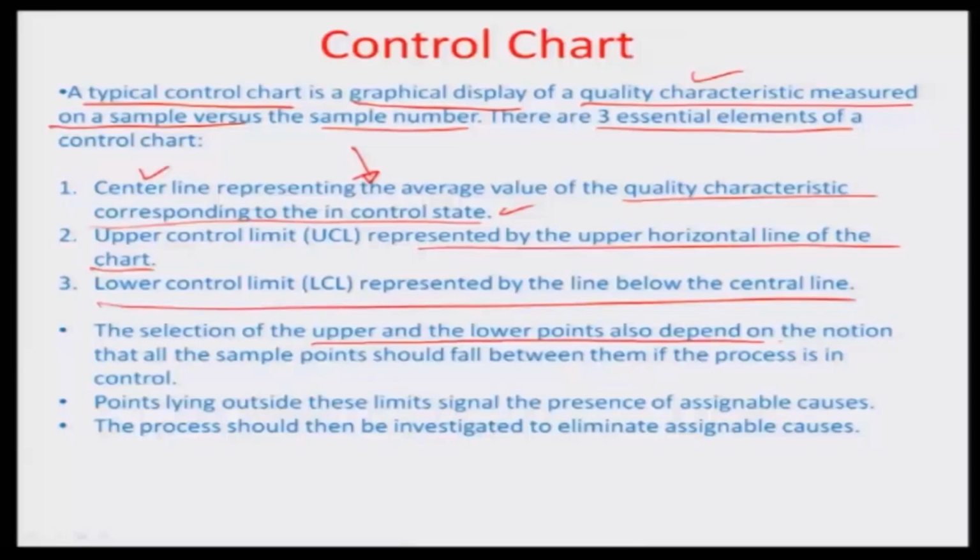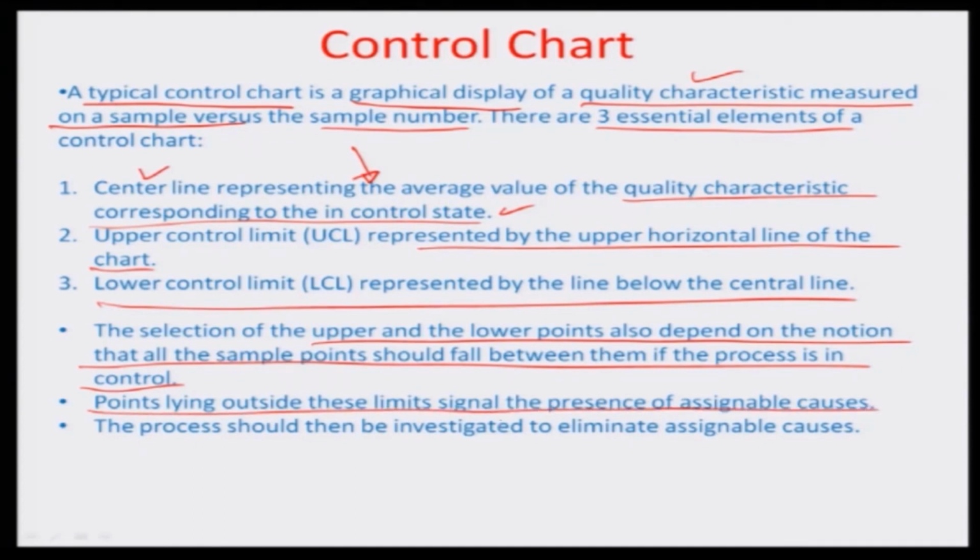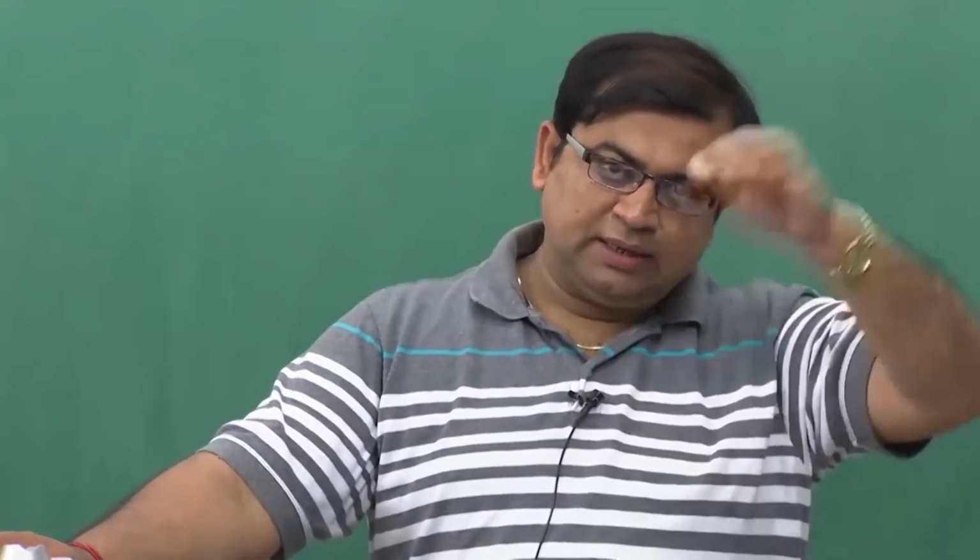So the selection of the upper and lower control points also depend on the notion that all sample points should fall between them if the process is in control, and the points lying outside these limits signal the presence of the assignable causes. So obviously now you have a control chart in place and you are observing these samples for a certain period of time, and the moment there is a deviant or an outlier to this control, you are able to quickly record that there is a reason why the process is going out of control, and then you take a countermeasure so that it comes back in the control.